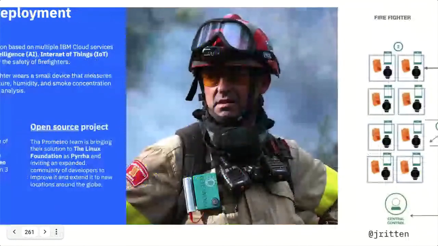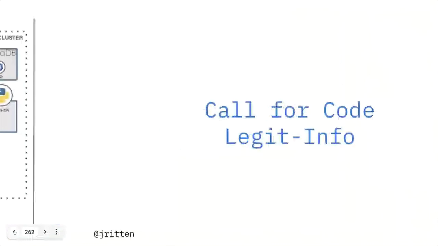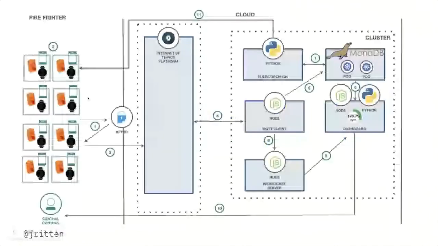Now we have an example of the architecture here. Here are the devices, and it's using all IBM products and services. It's using App ID, Internet of Things platform, Python, MariaDB pods, Node client, Node and Python dashboard. We have a Node WebSocket server here, all on IBM Cloud, and this is all within our Kubernetes cluster.